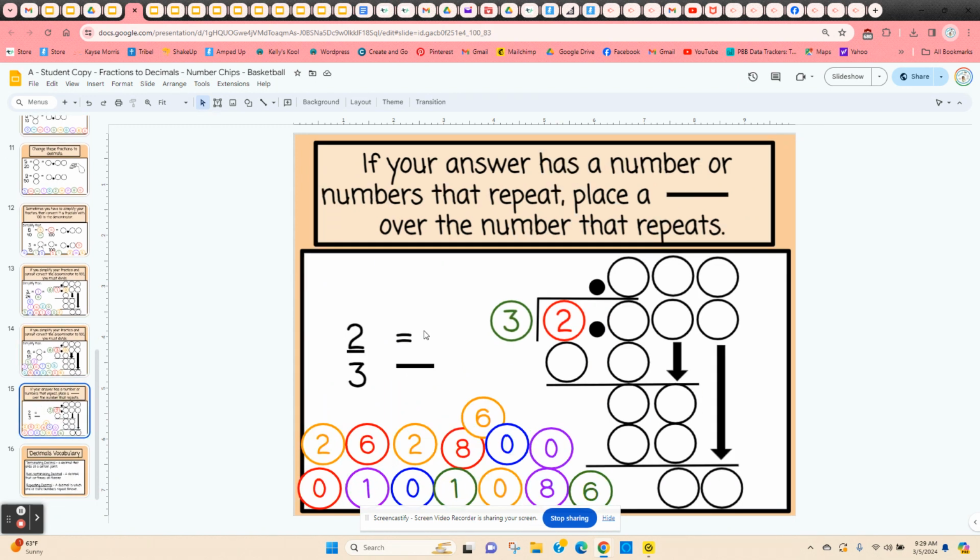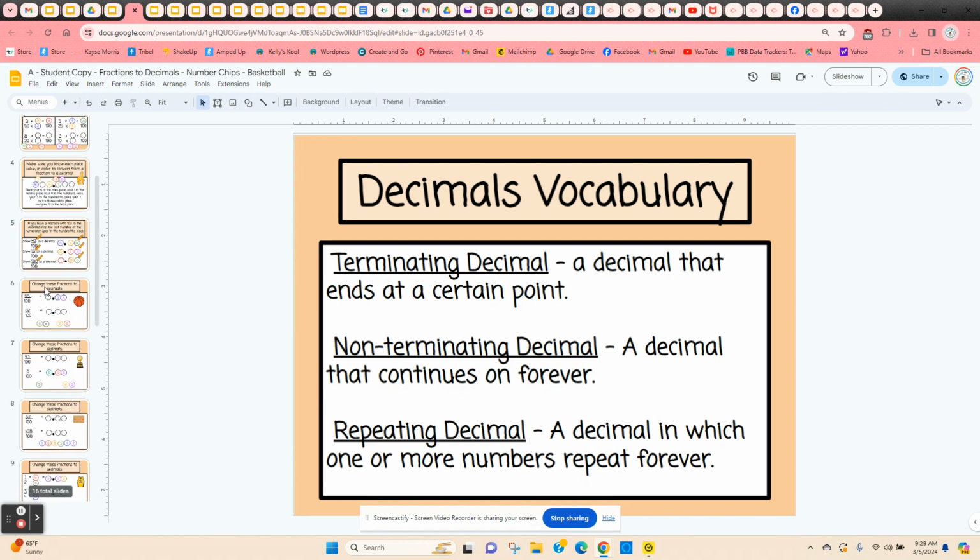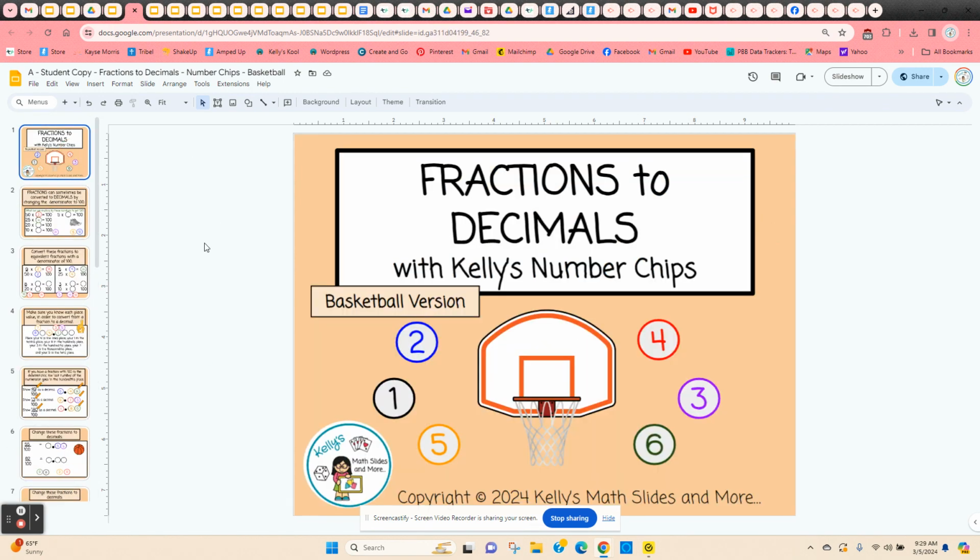And then the final slide, they're going to have a repeating decimal, so they're going to move this bar into place. So when they do the division, they're going to get a 6 repeating. They're going to place all the numbers and then place this bar over the 6 to show that it's repeating. And then the very end of the lesson gives some vocabulary for decimals: terminating, non-terminating, and repeating. So that is a digital lesson, Fractions to Decimals with Number Chips.